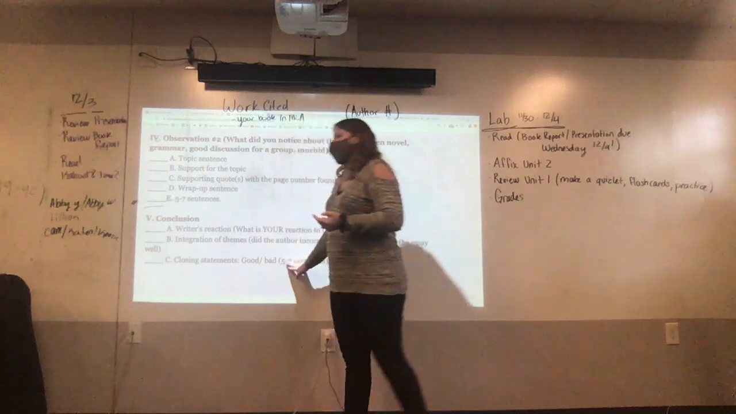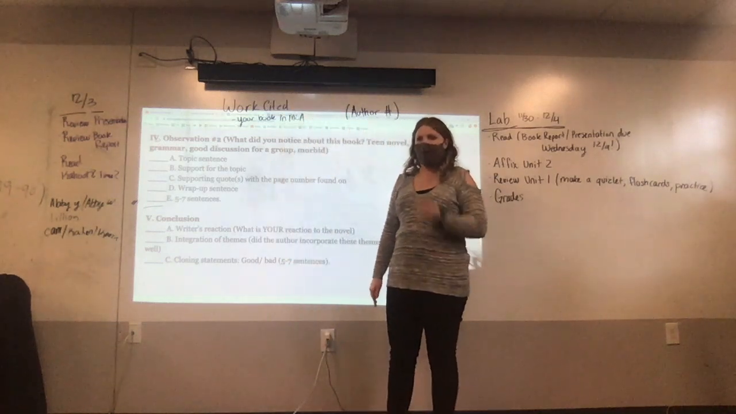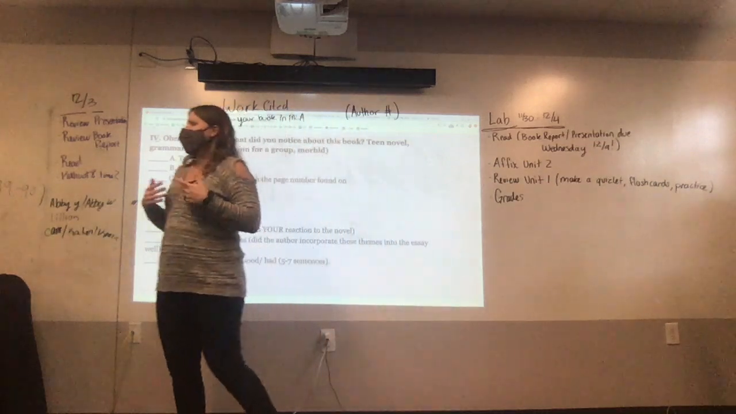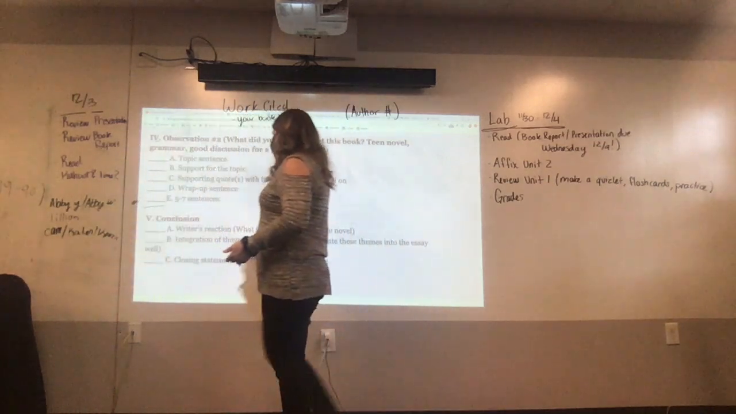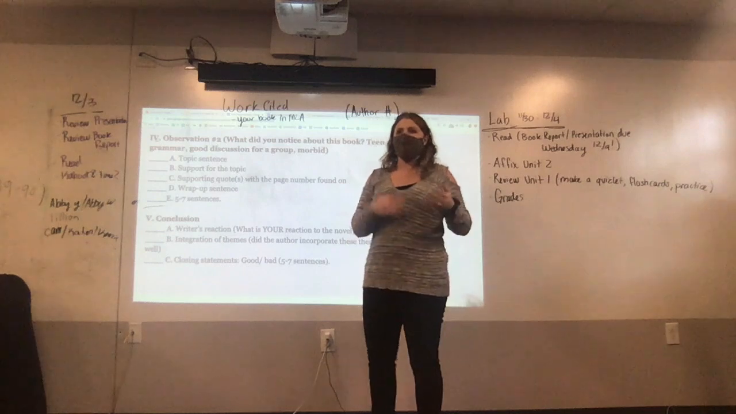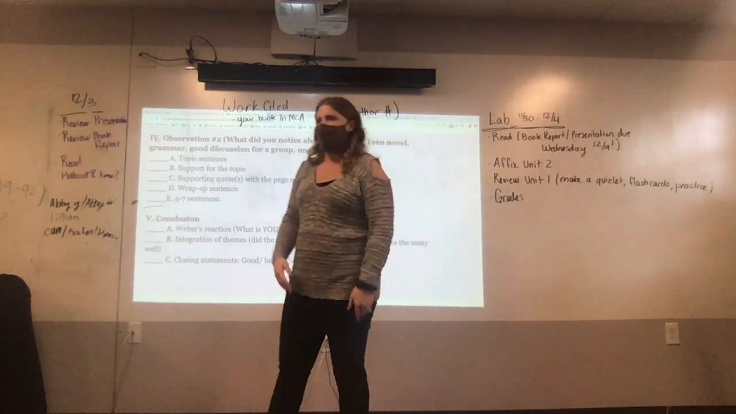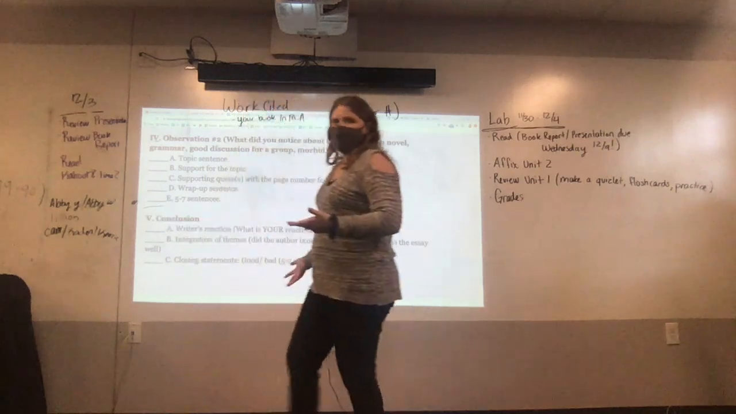I have 5 sentences here. It's probably going to be closer to 4, and that's going to be fine with me, because all you're doing is wrapping up what you've uncovered about this. And then you're going to discuss how the author included the themes, and then your closing statements of like, this book was bad or this book was good. And that's it.